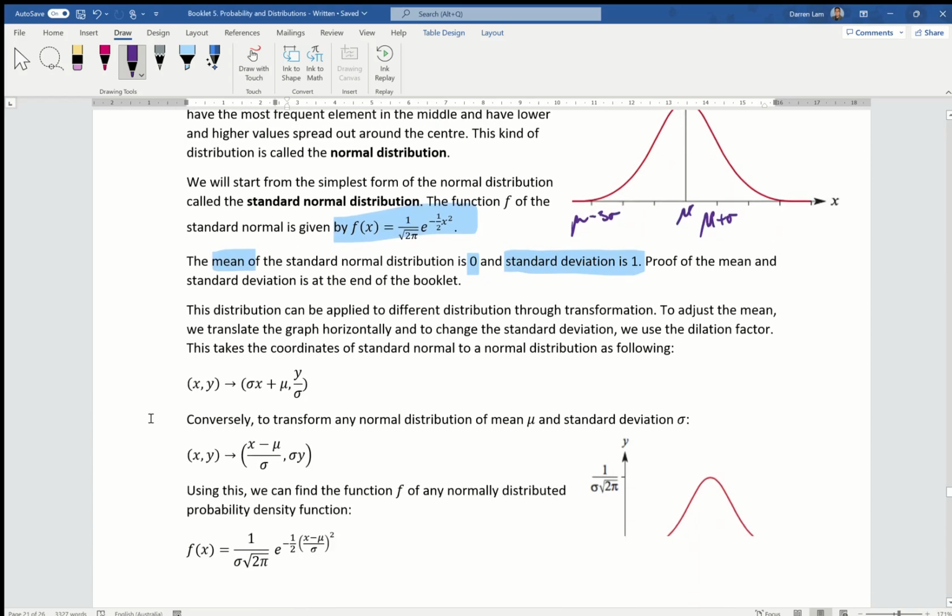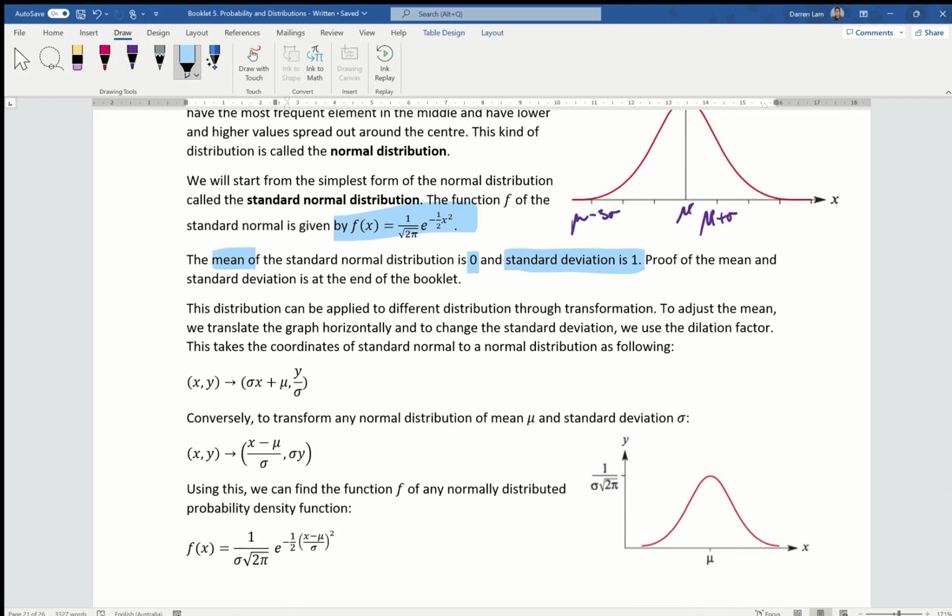Okay. I know the wording's a little bit confusing, but run with me. If we are going from the standard normal distribution to a normal distribution that we've provided, I'm going to highlight the word standard to a normal. If we're focusing on those, this is the transformation we're applying, where x, y coordinates are going towards sigma x plus mu, comma y over sigma.